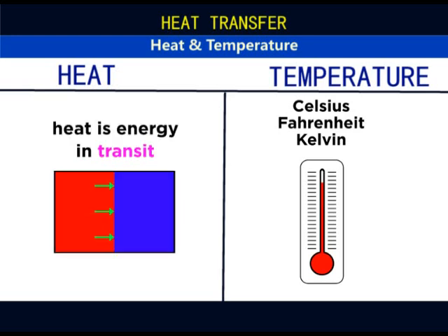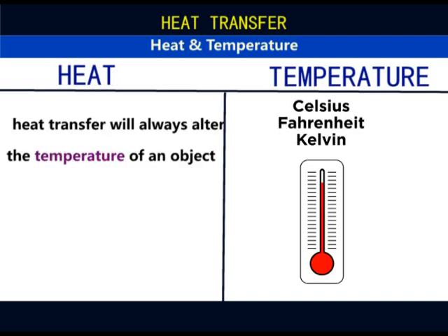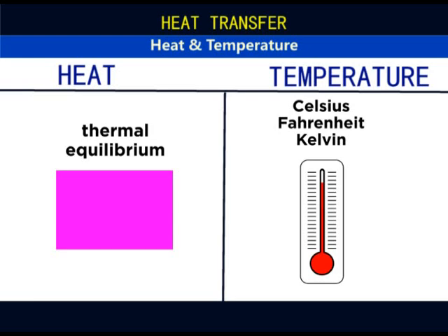Heat is therefore energy in transit and will be measured in joules just like any other kind of energy. It cannot be measured directly by an instrument. But the transfer of heat energy will always alter the temperature of an object, as heat will always flow from the higher temperature object to the lower temperature object until thermal equilibrium is reached.